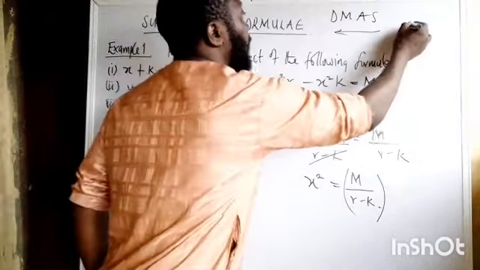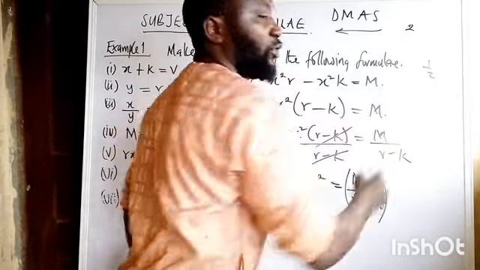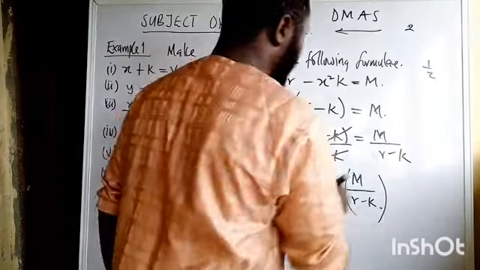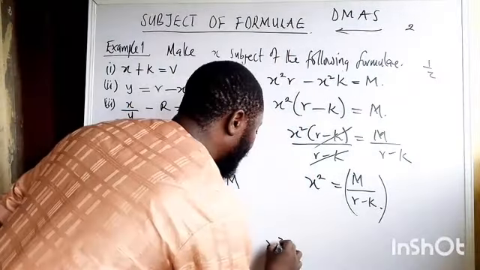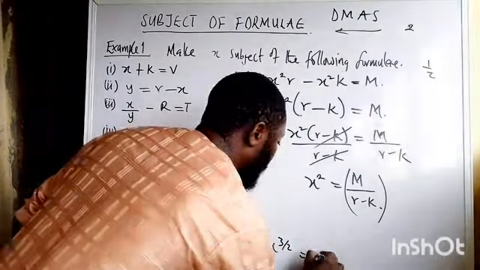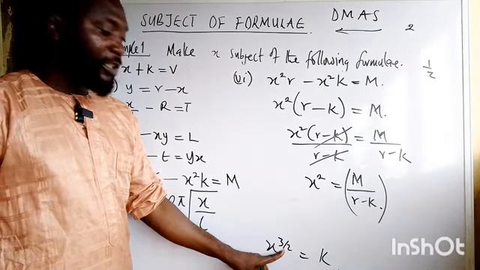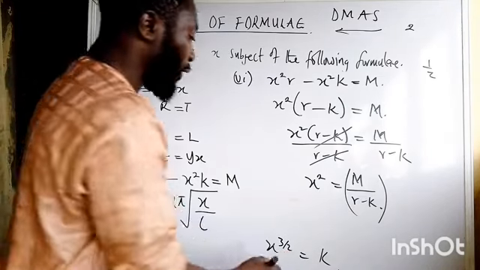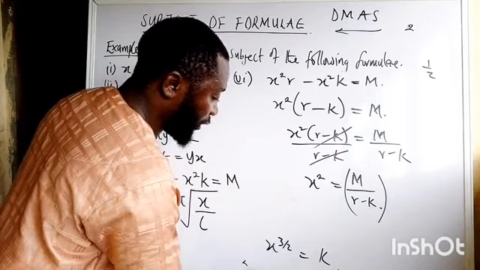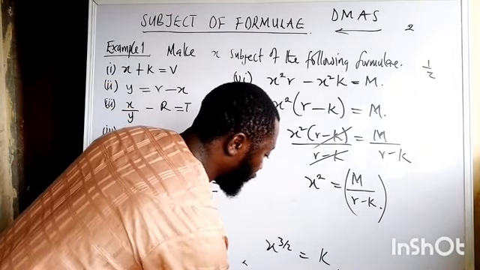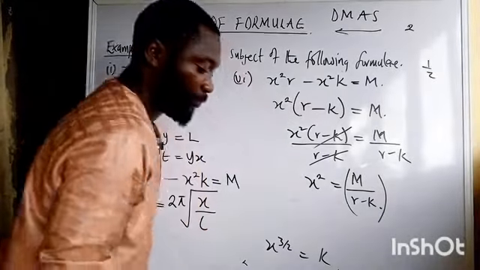Now, what's the reciprocal of 2? The reciprocal of 2 is 1 over 2. Suppose you have x raised to power 3 over 2 equals k, for example, and you want to make x subject. What's the reciprocal of 3 over 2? The reciprocal of 3 over 2 will be 2 over 3, meaning your x will just be k raised to power 2 over 3. Not sure?